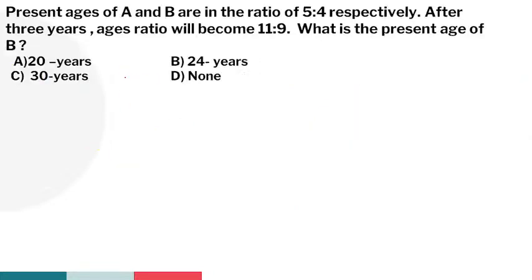Right. And move on to the next one. Present ages of A and B are in the ratio of 5:4 respectively. After 3 years, the ages ratio will become 11:9. What is the present age of B?